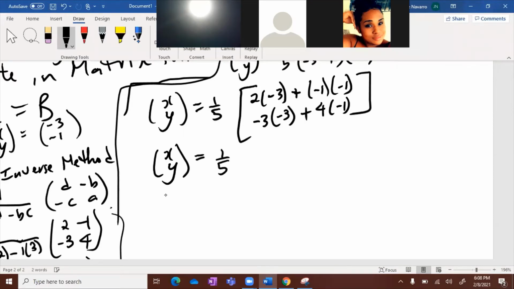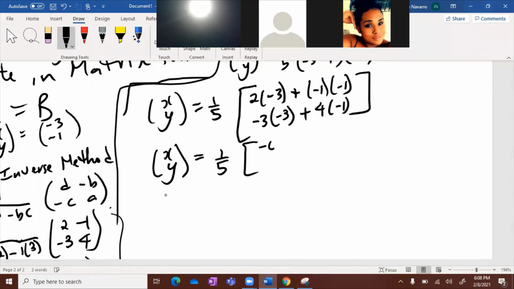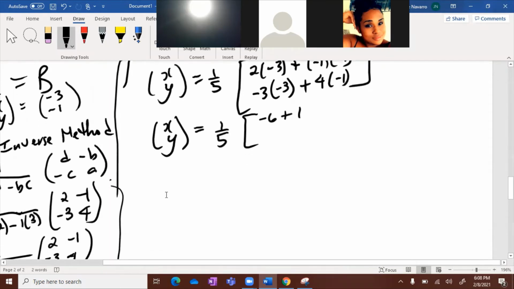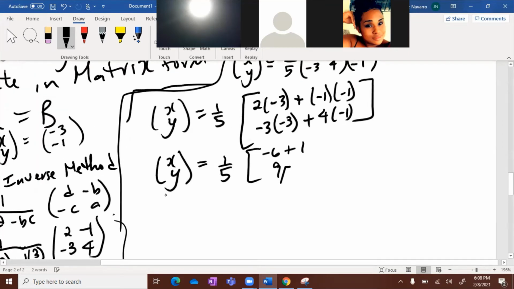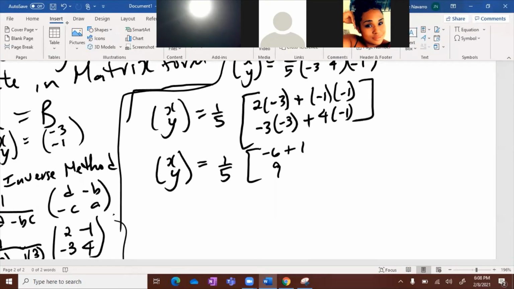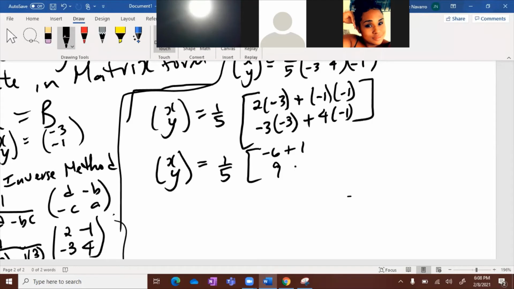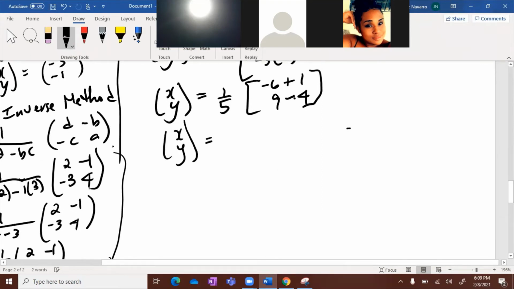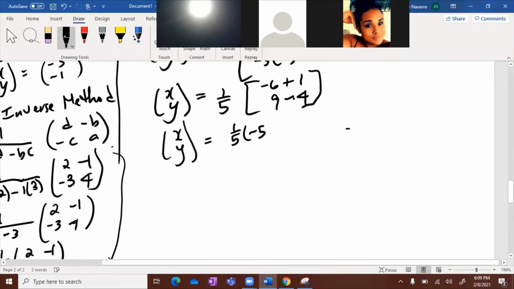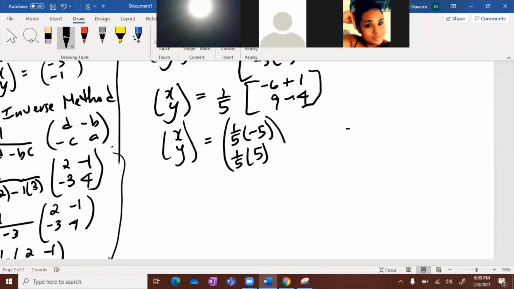Which will give me XY equals 1/5 times, well, 2 times -3, that's -6. Negative times a negative is a positive, so +1. Negative times a negative, that's going to be a +9. And 4 times -1, that's going to be -4, right? Which will give me XY is equal to 1/5 times -5, because 1 minus 6 is -5, and 1/5 times +5, because 9 minus 4 is 5. So it means that XY will be equal to -1, 1.